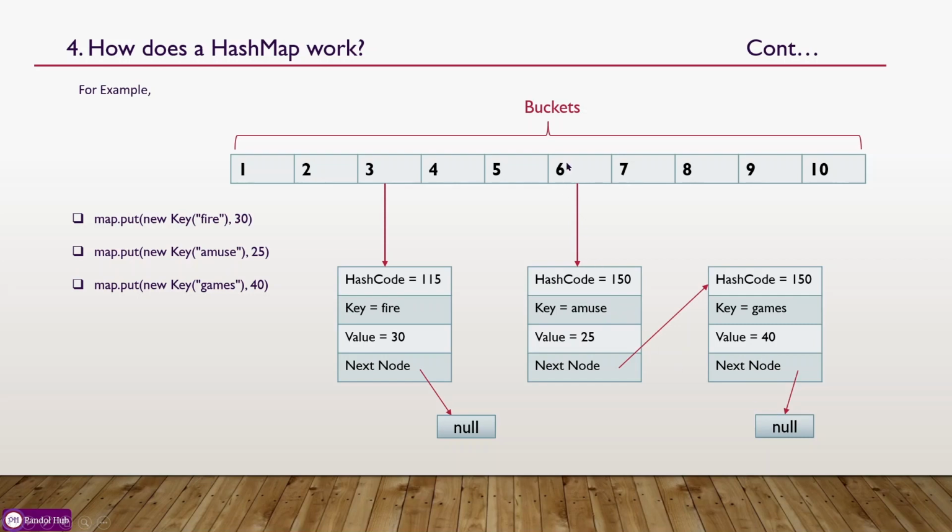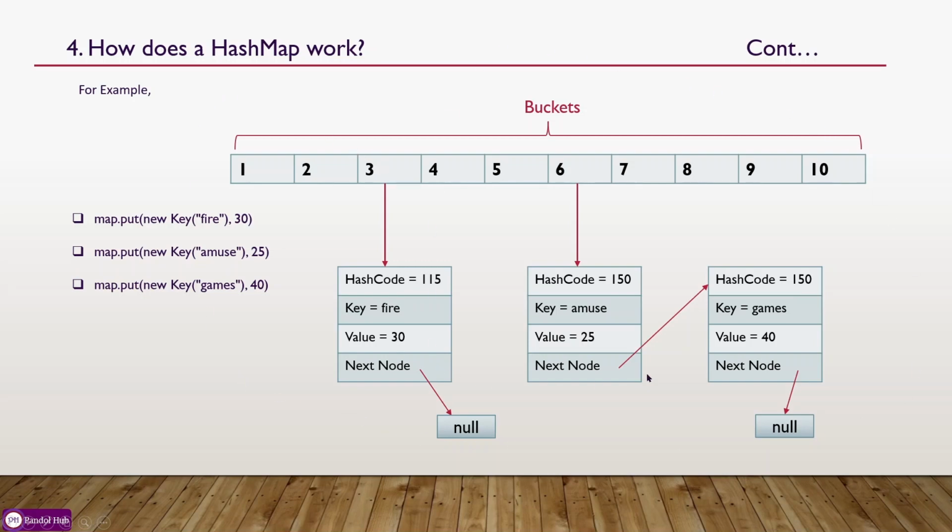So if there are nodes which have a common hash code, or which come into similar buckets, they form a linked list format. Now here, this hash code is used to identify the bucket. So where does this equals method help us?